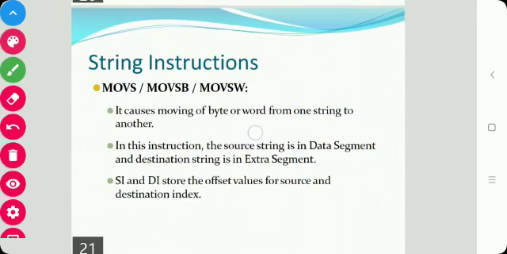Next instructions are MOVSB and MOVSW. They are used to copy the source string into the destination string. As we know, the source string is in the data segment and the destination string is in the extra segment. SI and DI store the offset addresses of source and destination. So this MOVS instruction is used to copy the source string into the destination string. MOVSB is for bytes and MOVSW is for words.